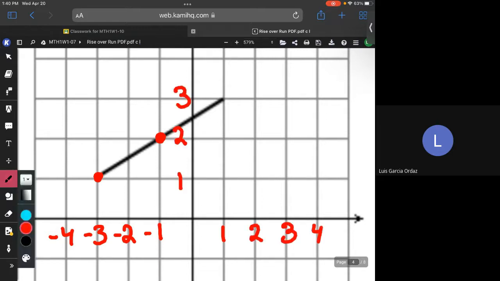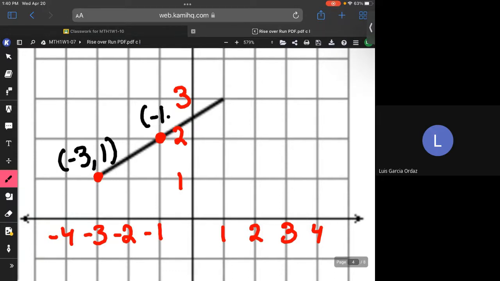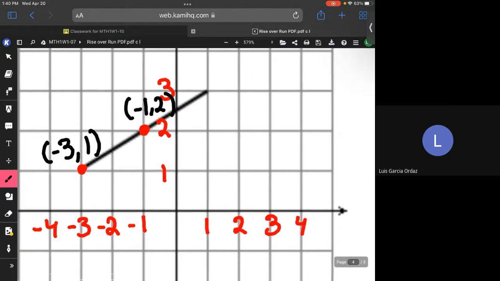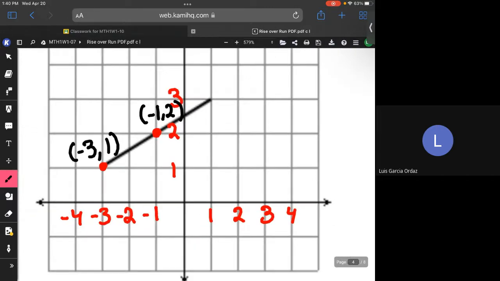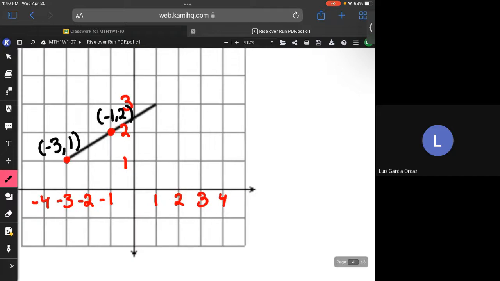Okay. So what's my first point at the bottom? What would it be? My first coordinate. Kareem. Negative 3 and 1. Yep. Someone else tell me the second coordinate. Sienna. Negative 1, 2. So now I want you guys to find your slope as rise over run. Let's see what you guys can come up with as your slope.